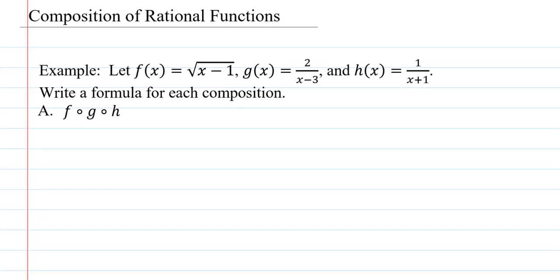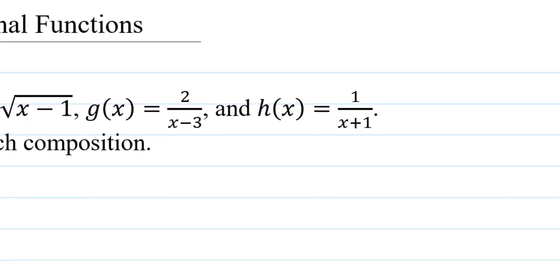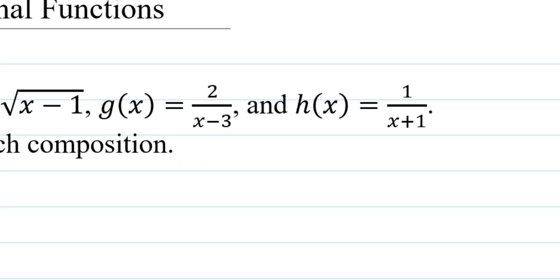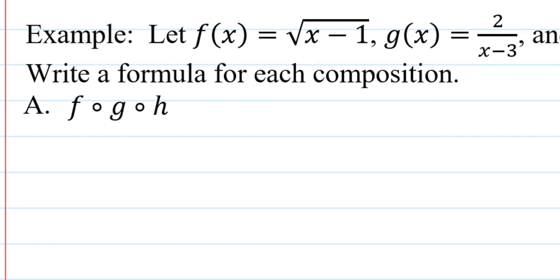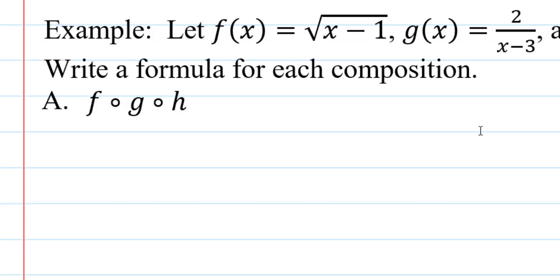Let f of x equal the square root of x minus 1, g of x equal 2 over x minus 3, and h of x equal 1 over x plus 1. We're supposed to write a formula for each composition. We have a part A, and down here we have a part B. Part A, we're going to find f composed with g composed with h.